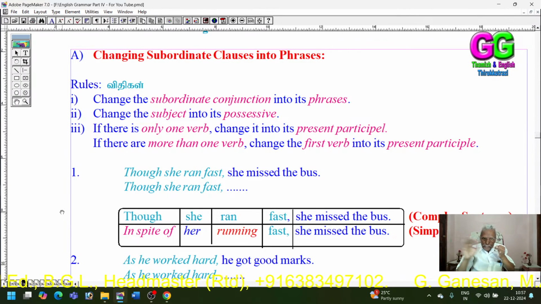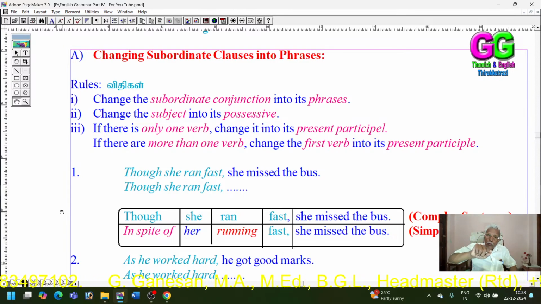Secondly, the subject of the subordinate clause should be changed into its possessive. Thirdly, the verb should be changed into its present participle. If there is only one verb, that verb should be converted into its present participle.